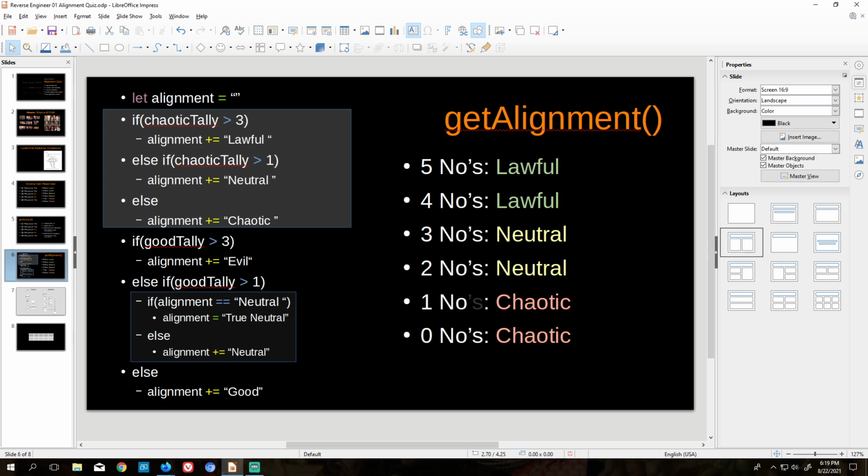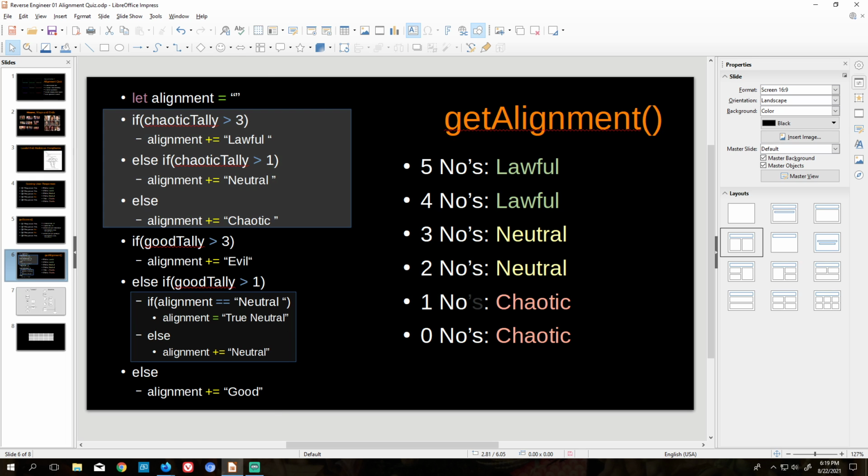If the second word is neutral, then we're going to check to see if the first word is already neutral, because we don't want to put neutral neutral. So if the second word should be neutral, then check to see if the first word was neutral. If they're both neutral, then we just replace the whole thing with true neutral. Otherwise, if the first word was not neutral, it was lawful or chaotic, then we just stick the word neutral on the end. So it's lawful neutral, chaotic neutral. But we don't want neutral neutral. We'd call that true neutral. So it's a little different.